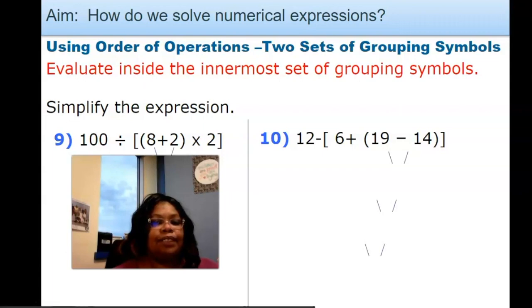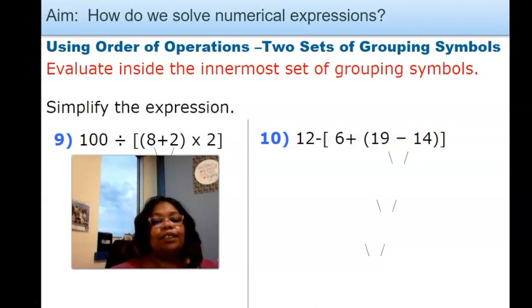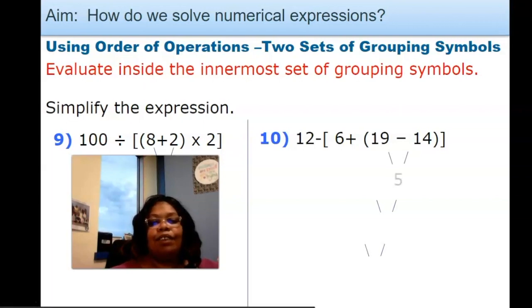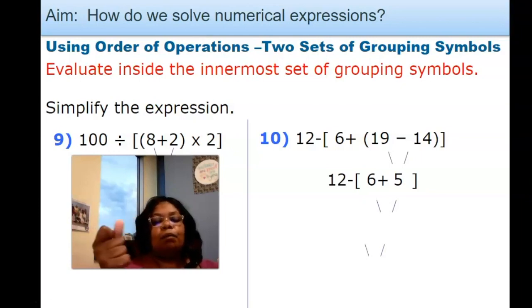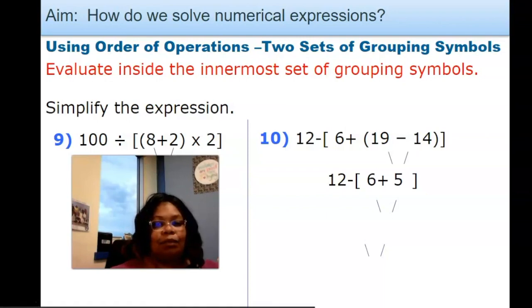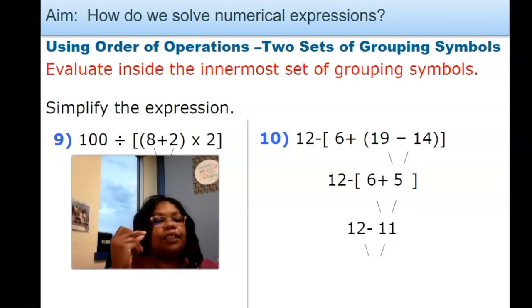All right, guys. So the first thing you worked was 19 minus 14, and you got what answer? Good, 5. The next problem you worked was 6 plus 5, and you got what answer? Good job, 11. The last problem you worked was 12 minus 11, and you got what answer, friends? Good job, 1.